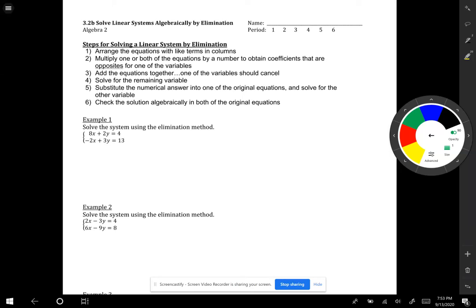Hello, Algebra 2 students. So in 3.2b, we are going to learn how to solve linear systems algebraically by elimination. Previously, we learned the substitution method.